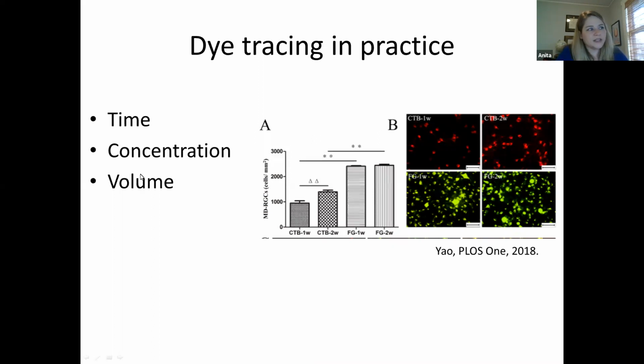And if you see toxicity, you can lower the concentration to make sure you're not damaging your cells.